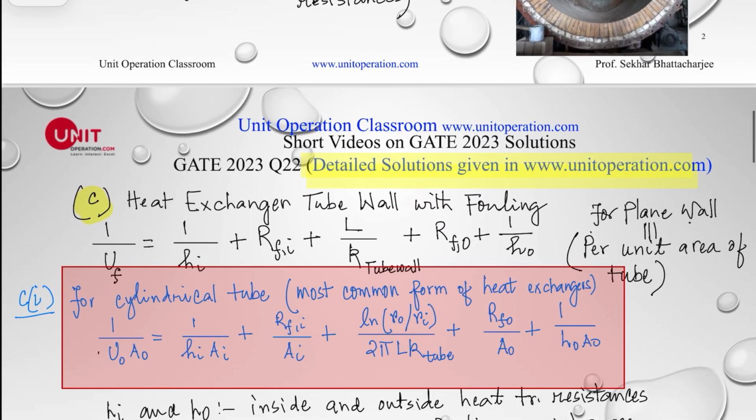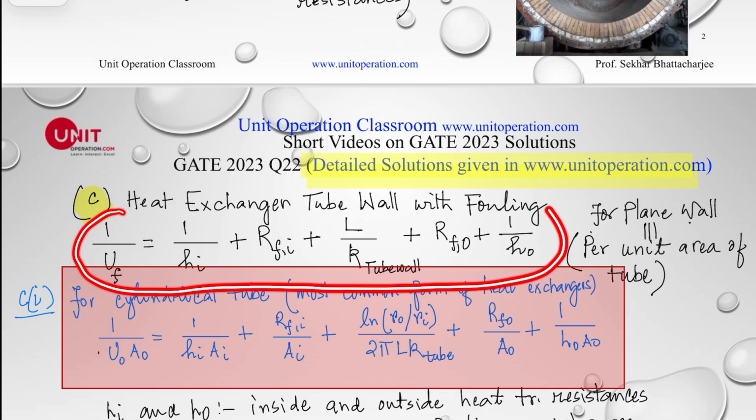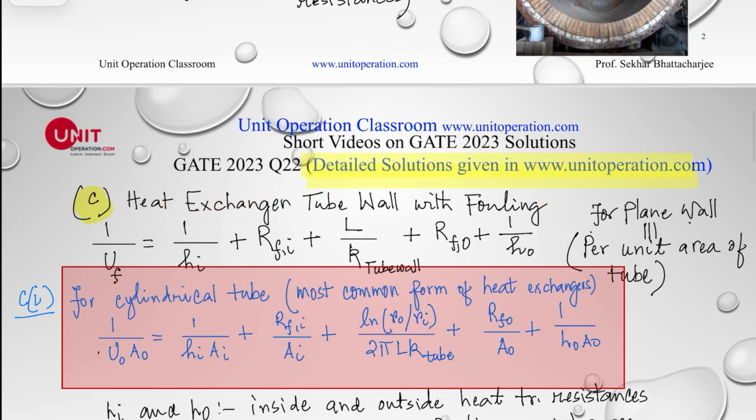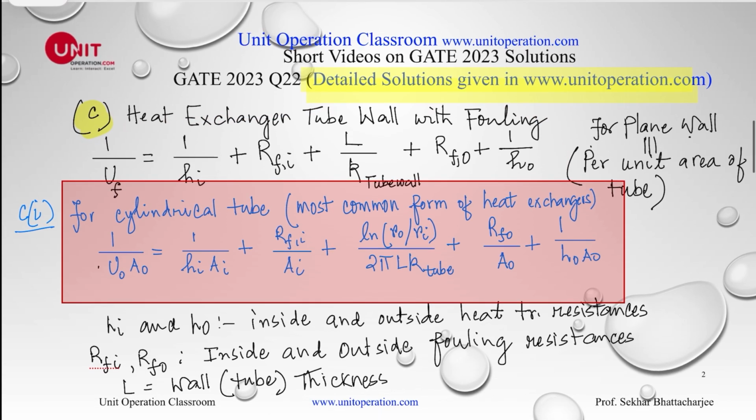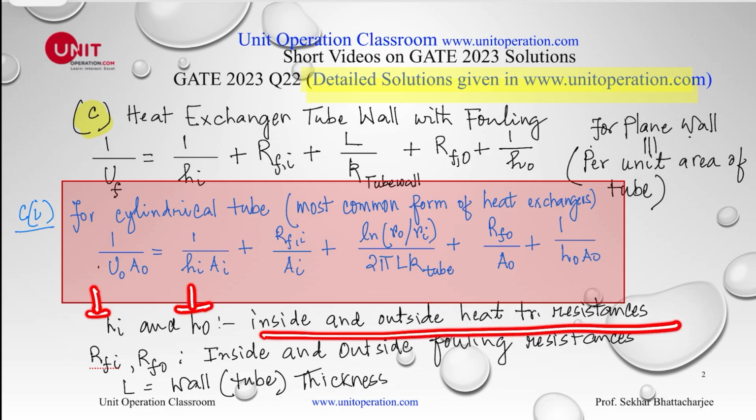Let's say for a heat exchanger in tube wall with fouling. So we know that this is a very standard equation where HI and HO are the inside and outside heat transfer, I mean convective heat transfer coefficients. Now 1 over HI and 1 over HO are the inside and outside heat transfer resistances.